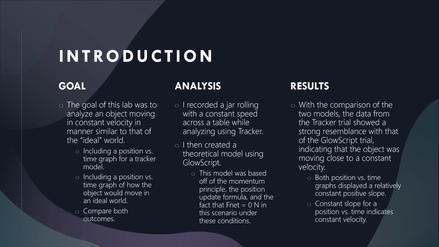The goal of this lab was to analyze an object moving at constant velocity in a manner similar to that of an ideal world. This included a position versus time graph using a tracker model, and also included a GlowScript model that outlined the ideal world. I then compared both outcomes.